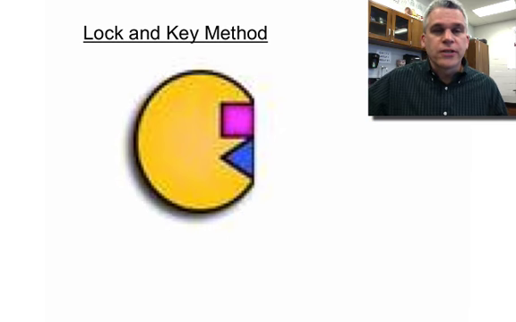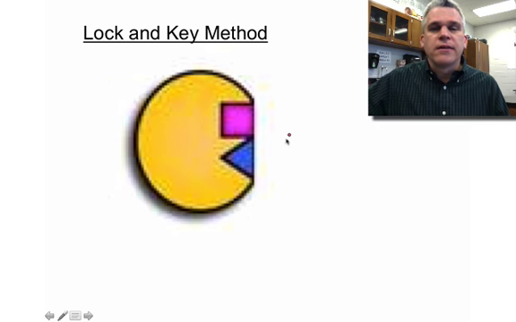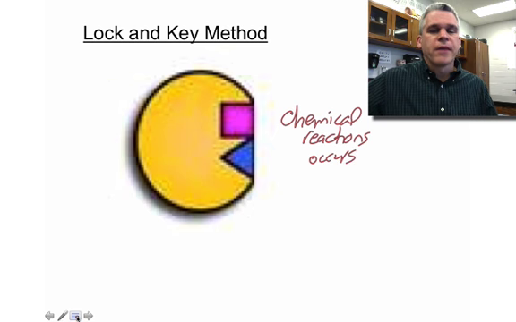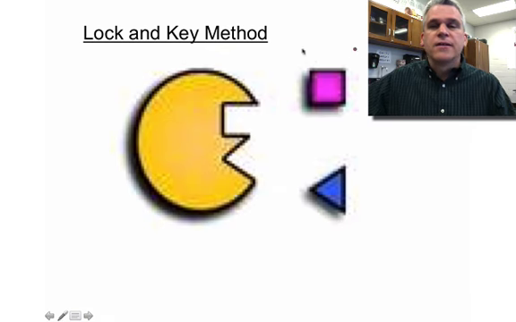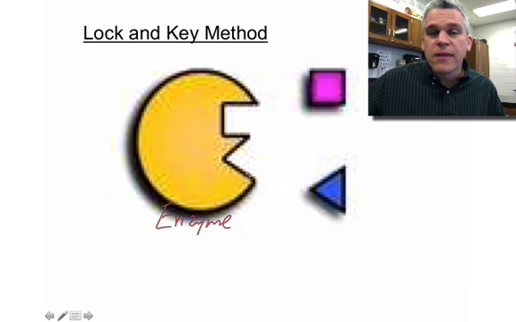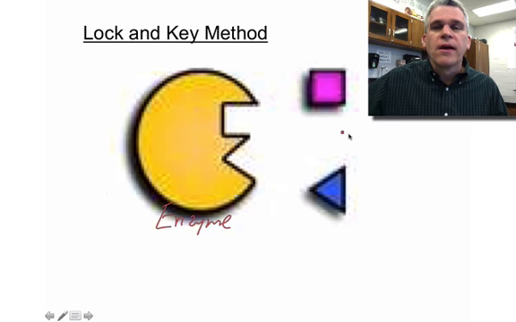Then the chemical reaction takes place while the substrate is within the active site, and so let's say that the chemical reaction occurs. And now what we have is an enzyme, and notice the enzyme has remained unchanged. The shape of the active site is still the same as it was before, but now I have two products.